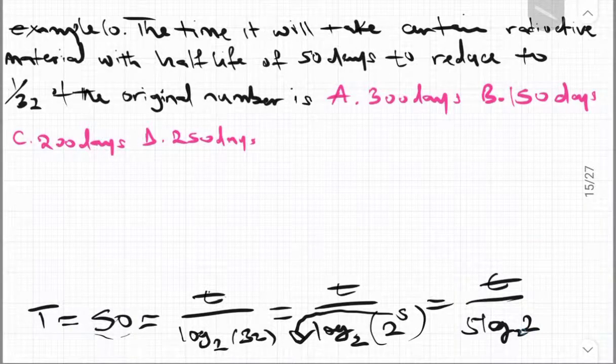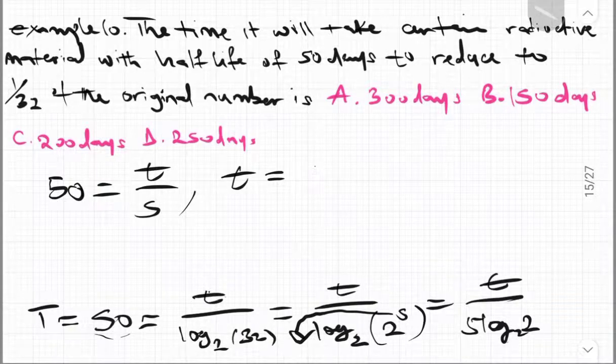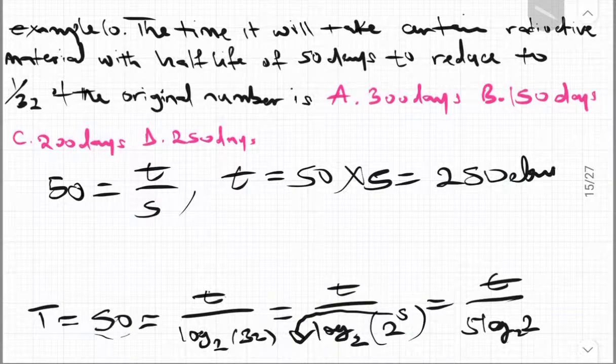Now log 2 base 2 is actually 1. So we have 50 equal to t over 5 times log 2 base 2, which is the same thing as 5 times 1, which is 5. So cross multiplying, you have t equal to 50 times 5, and this is actually 250 days. So this is actually correct.